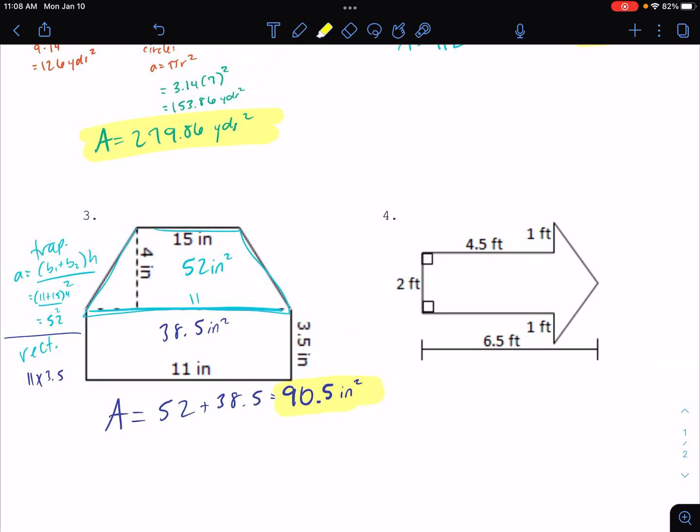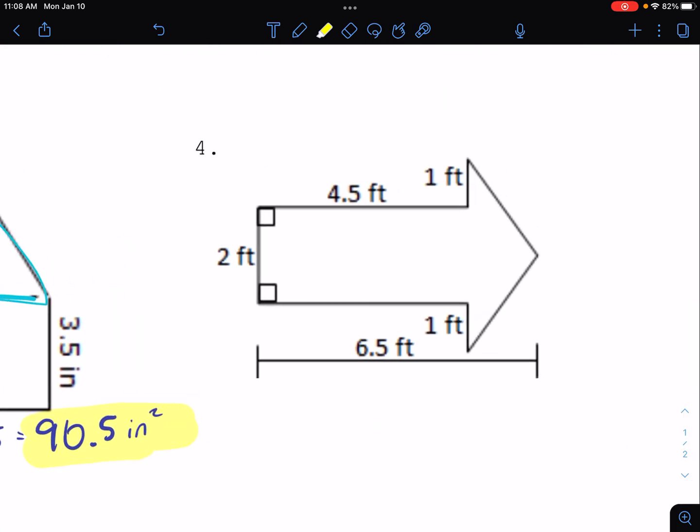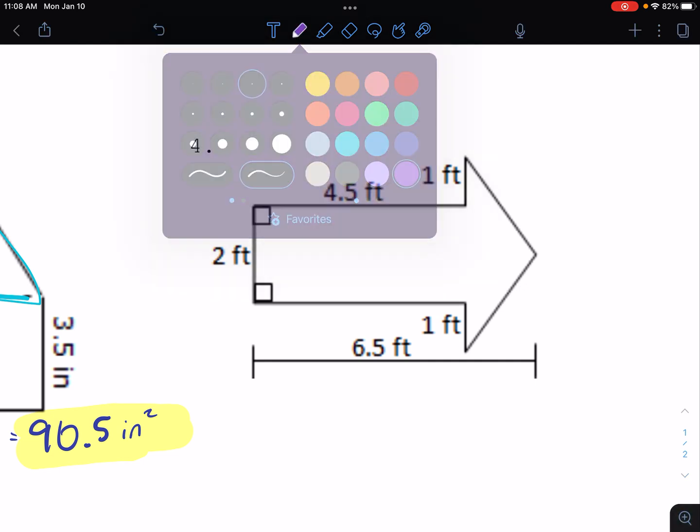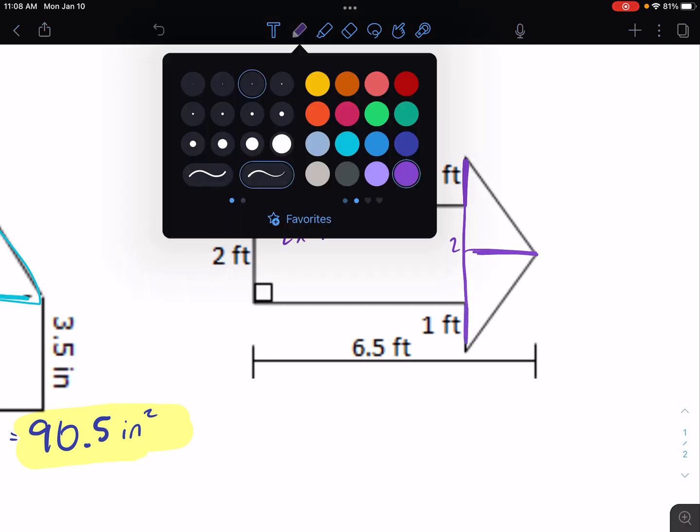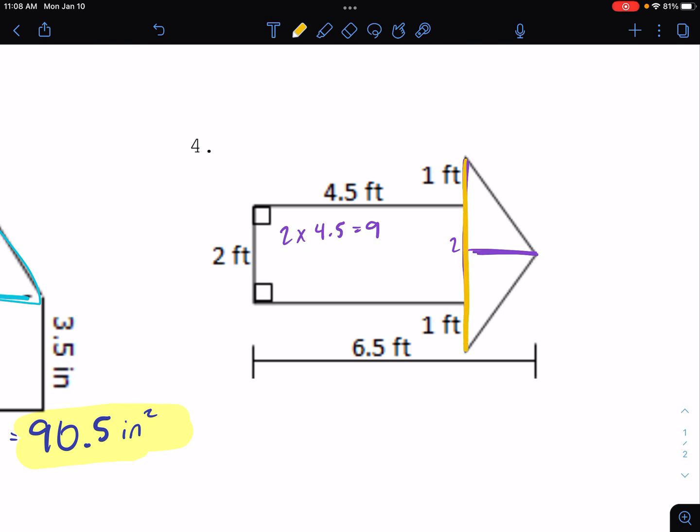Okay. And our last problem, this has two shapes. We have a rectangle and a triangle. So the rectangle is just 2 times 4.5, which is 9. We do need to find the length here, but the base right here is 1 plus 2 plus 1 is 4. So this whole base is 4. We need to find the height by subtracting the rectangle, which is 4.5, so that means we have 2 left, so the height is 2 feet.